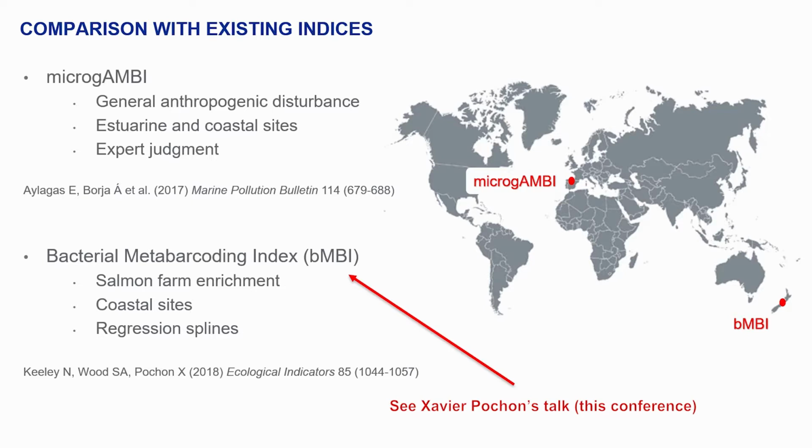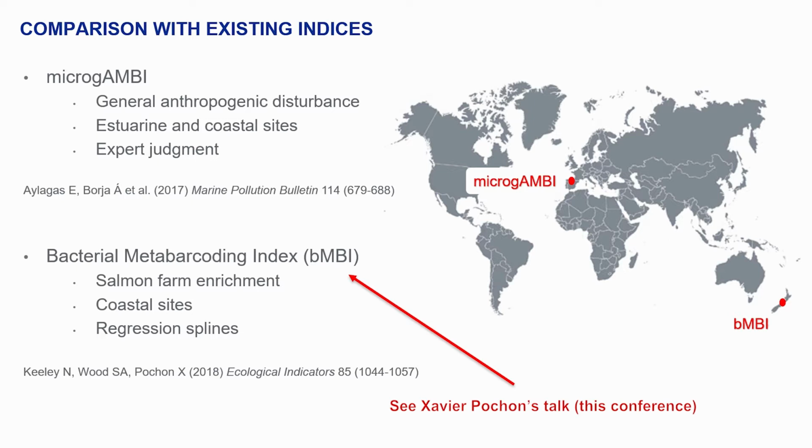Before developing a new indicator, we wanted to see if existing indicators could detect the nutrient addition. So we tested 2 indicators that were developed using independent data. The microambi was developed in Spain using data from estuarine and coastal sites, and it's designed to detect anthropogenic impacts from a range of sources. It uses expert judgment to classify bacterial taxa into ecogroups.